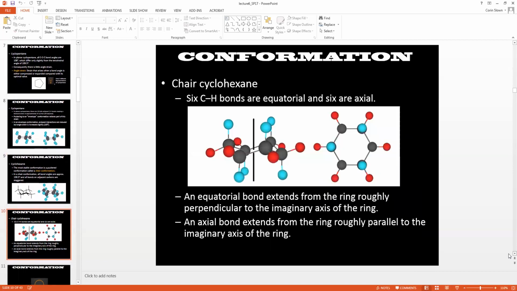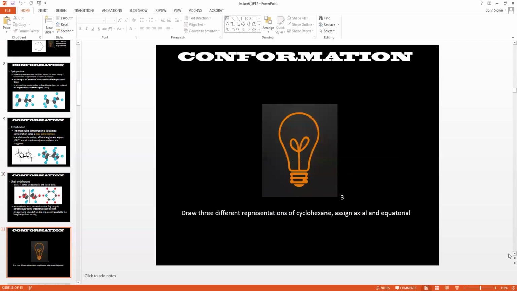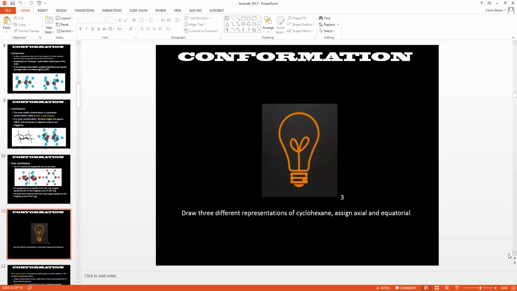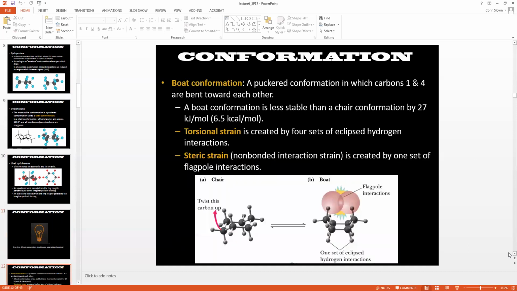In a chair cyclohexane, there are 6 carbon-hydrogen bonds that are equatorial and 6 that are axial. An equatorial bond extends from the ring roughly perpendicular to the imaginary axis of the ring. If I think about having a pole going through the center of my ring, that's my axis. Anything that is parallel to that axis is going to be axial. Anything that's perpendicular to that axis, as we see in red, is going to be equatorial. So draw 3 different representations of cyclohexane, and let's assign axial and equatorial.